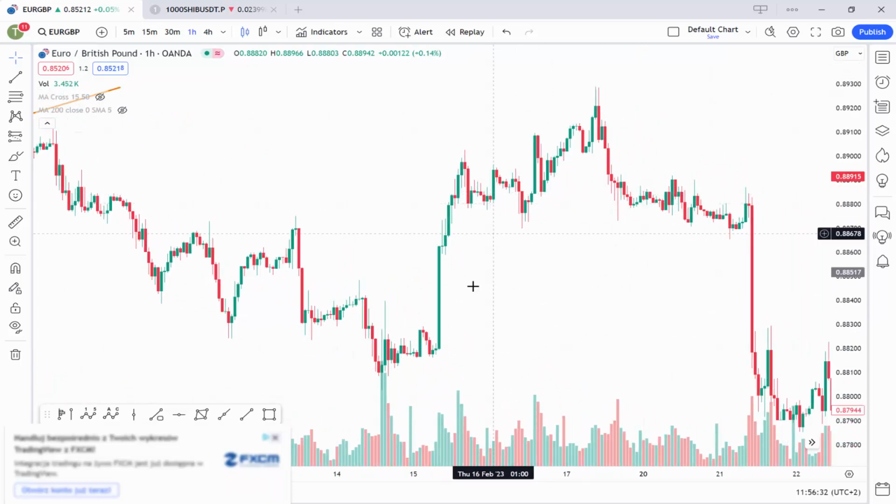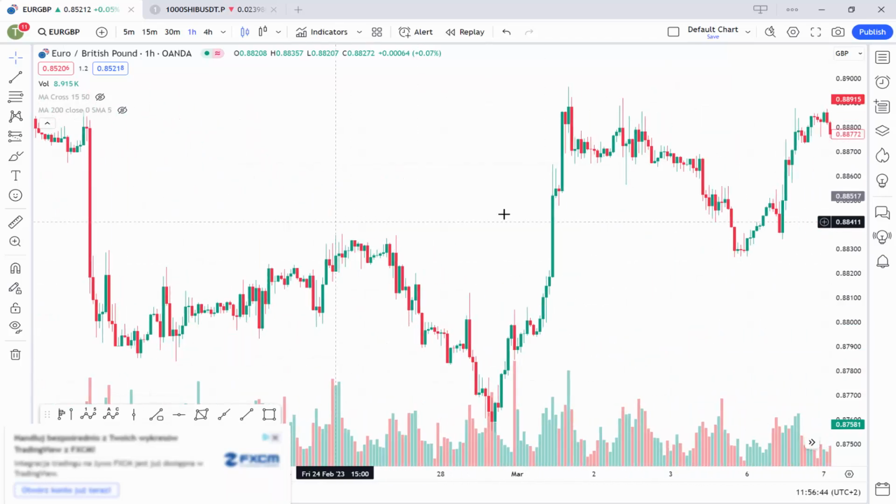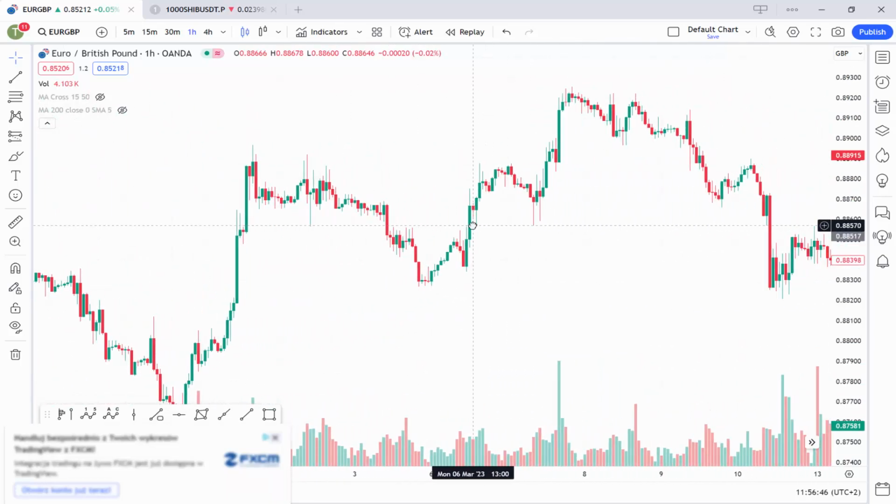Okay, this one here, technically we have the left shoulder, head, and right shoulder, but because the price moved so quickly, you probably wouldn't have caught it, so this is not the best example. And then here we have another really good example of the head and shoulders. So this is what I'm looking at.